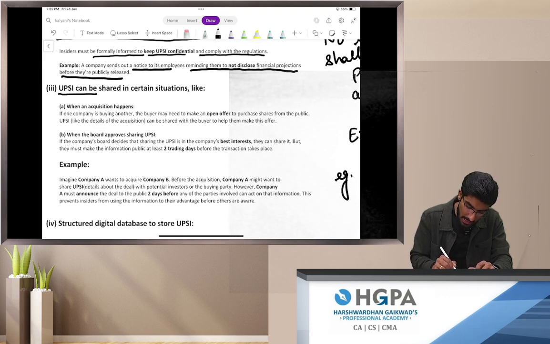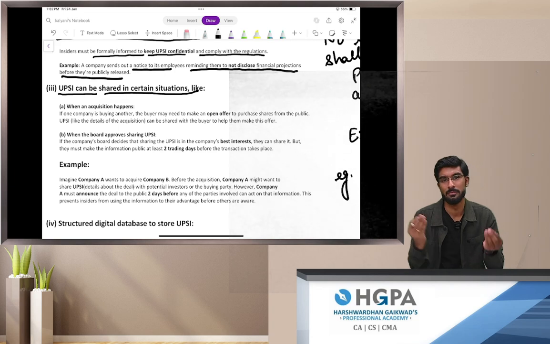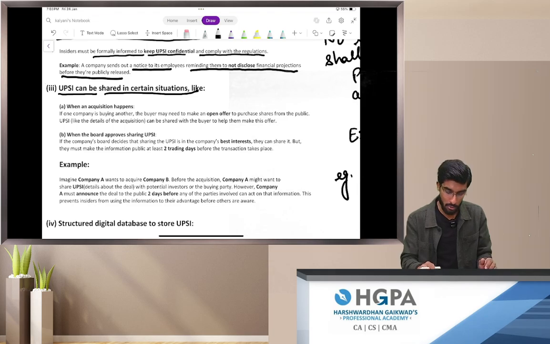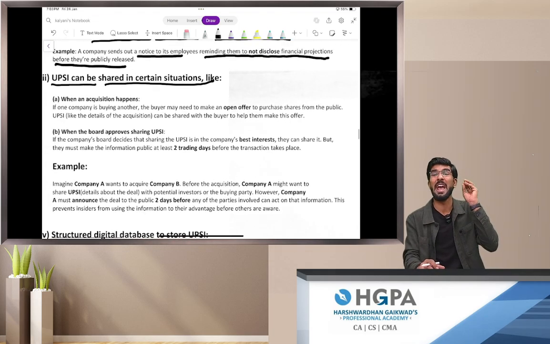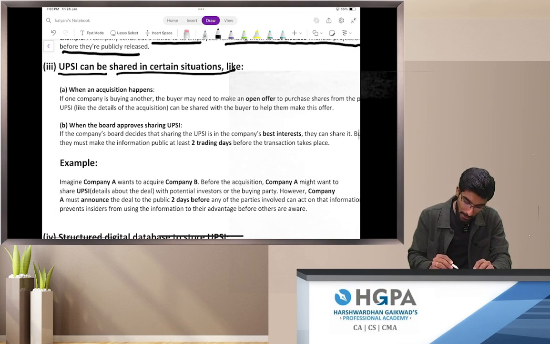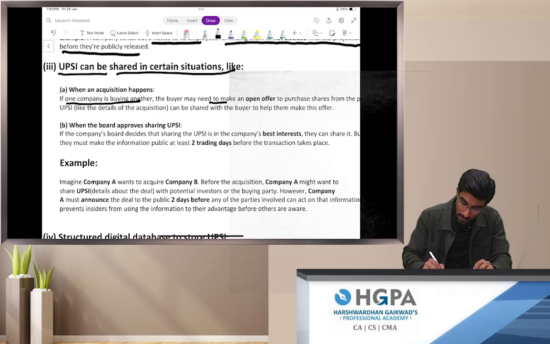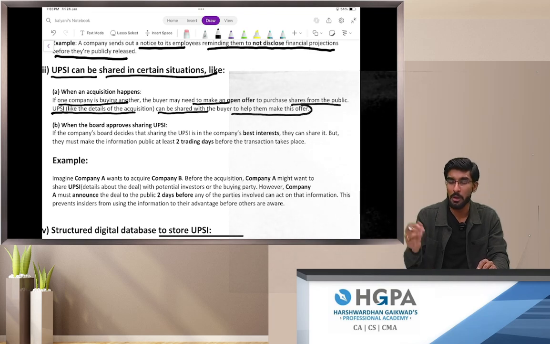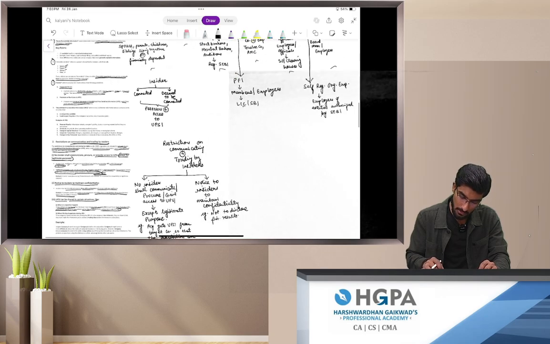UPSI can be shared in certain situations. Let's understand when UPSI is allowed to be shared. Number one situation is when an acquisition happens, people. If one company is buying another company, the buyer may need to make an open offer to purchase shares from the public. UPSI, like the details of the acquisition, can be shared with the buyer to help them make this offer. I'll explain this.